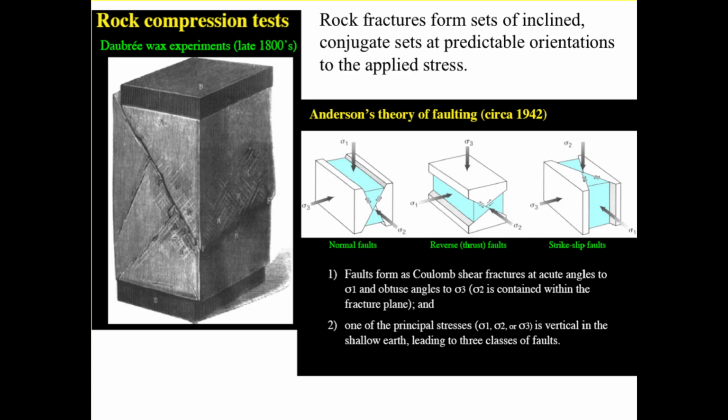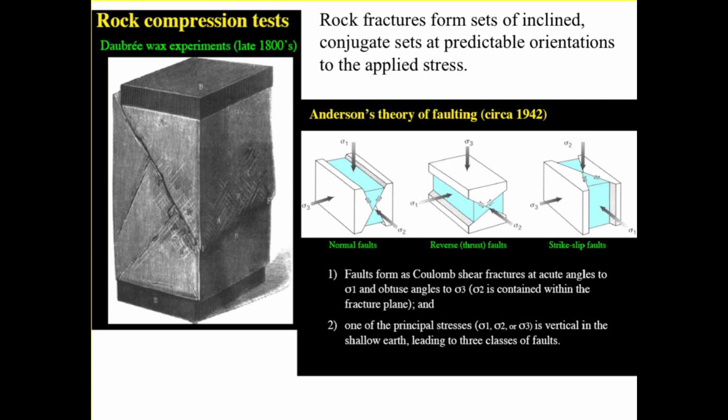So now rock compression tests. When you compress a rock, eventually it will fail and fracture. These orientations give you information about the orientation of the stress axis. And this goes back a long time ago. This is 80 years ago. And here you can see the orientation of sigma 1, sigma 2, and sigma 3 in different orientations. Here we're looking at sigma 1 vertically. Remember, that's going to be extensional. That's what we're seeing here.